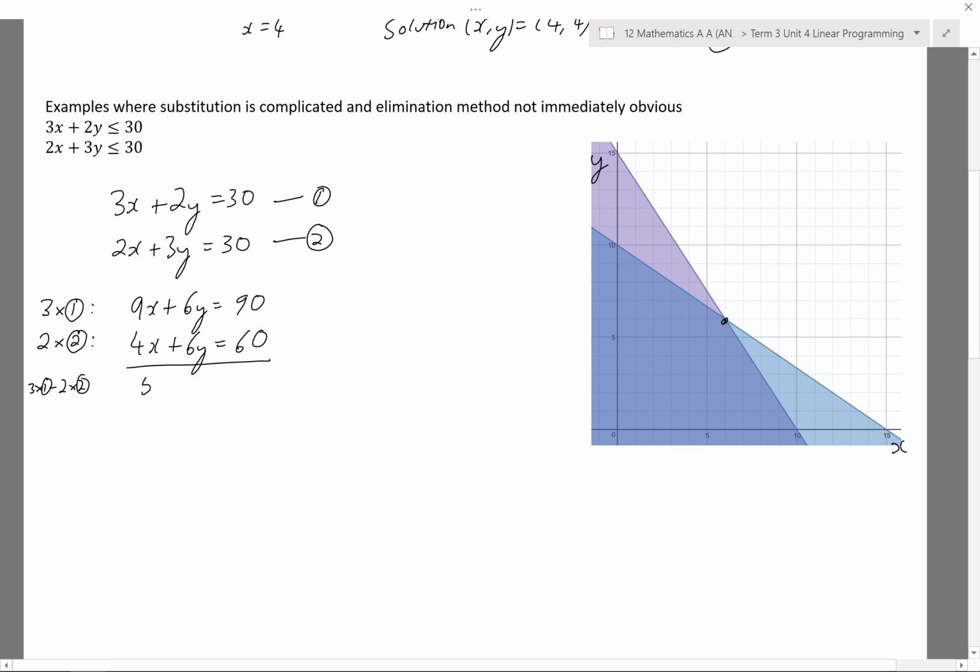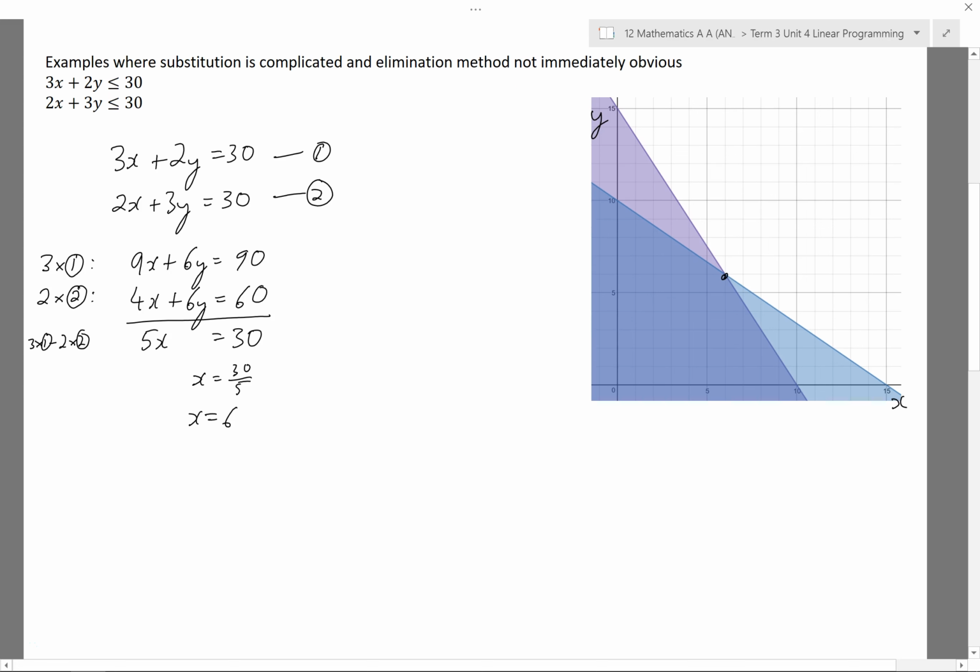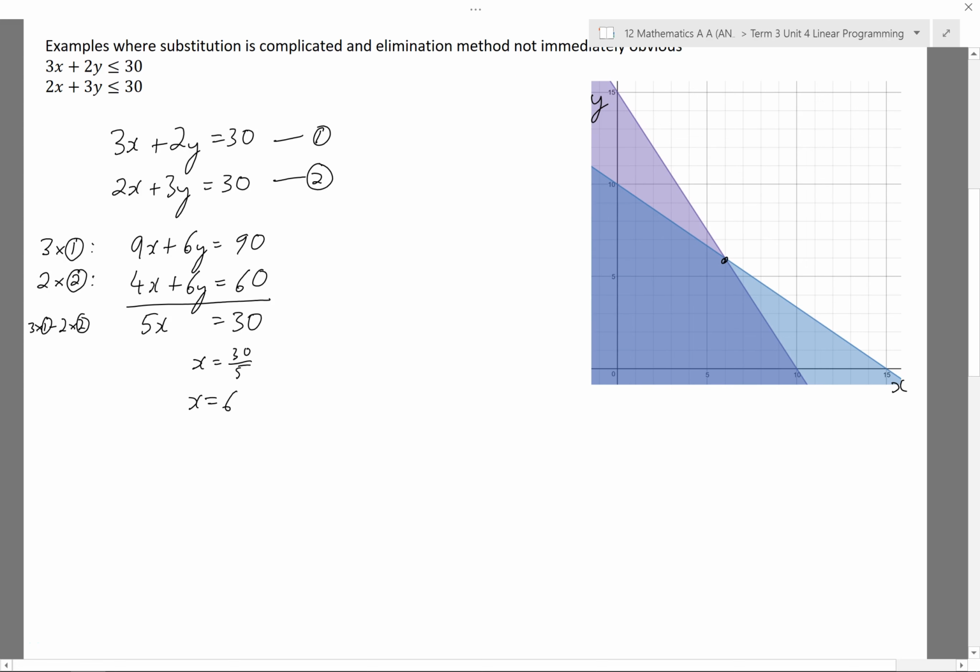9x minus 4x is 5x. 6y minus 6y is nothing. 90 minus 60 is 30. So my x value will be 30 divided by 5, which is 6. It's starting to look pretty good. I need to find the y value now.